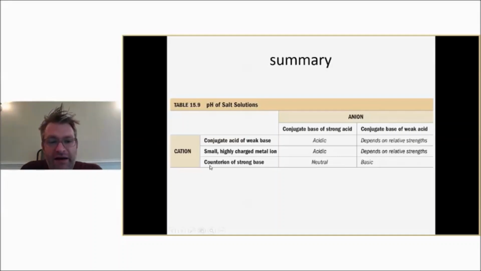Now, let's say we have the counterion of a strong base, like sodium plus, okay? That is neutral. So if we combine it with the conjugate base of a strong acid, we have a neutral solution, like NaOH and HCl. Na plus Cl minus is neutral, okay? Its salt solution is neutral. If, on the other hand, we combine that strong base, like Na plus, with the conjugate base of a weak acid, like our fluoride ion, that solution will be basic because we have neutral plus basic yields basic, okay?